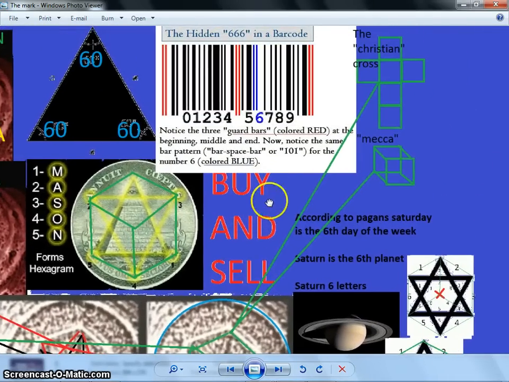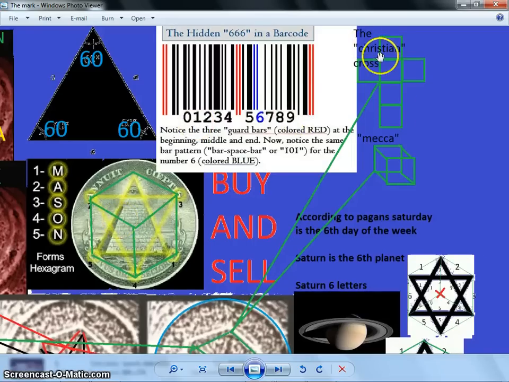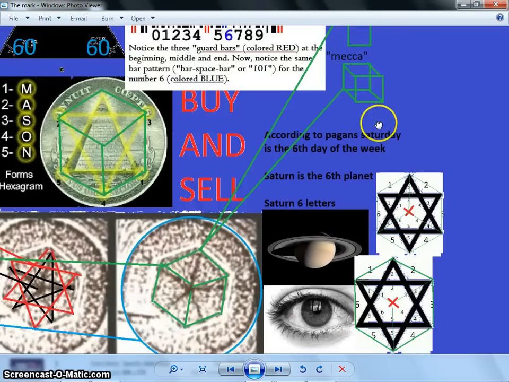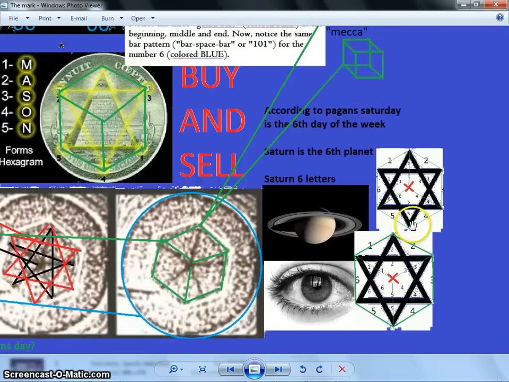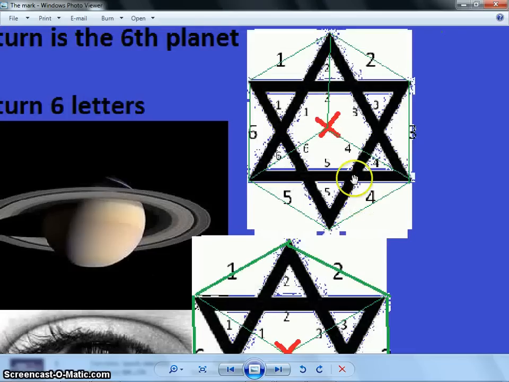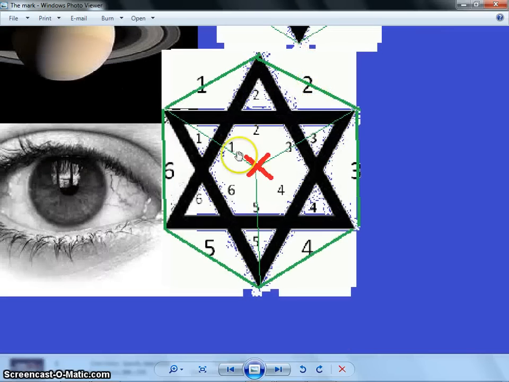Buy and sell. There we go. Barcode 666. Buy the dollar. The Christian cross is a cube unfolded. Mecca is a cube. I'm sorry if this is offensive. According to pagans, Saturday is the sixth day of the week. Saturn is the sixth planet, and Saturn has six letters. And I drew these over here so you could see the cube, using the up arrow, and the cube using the down arrow.